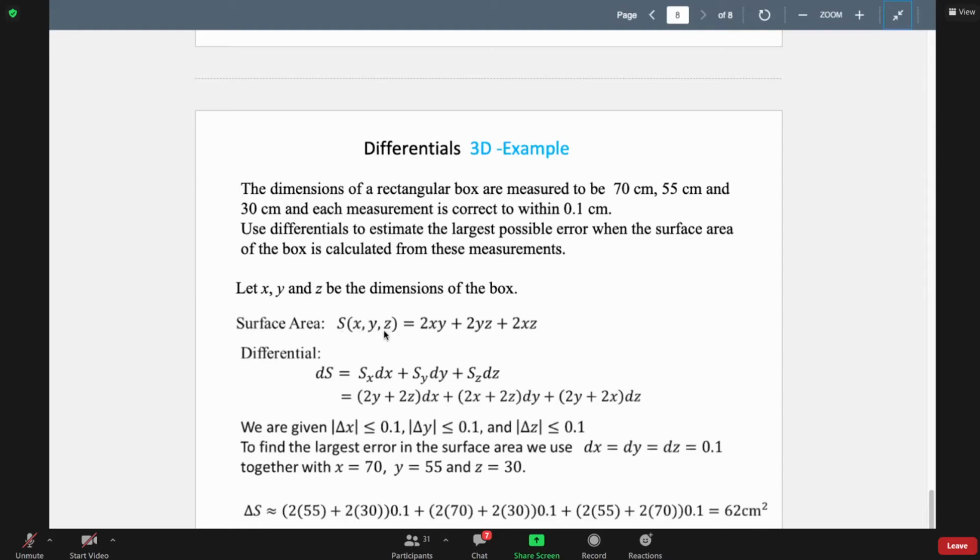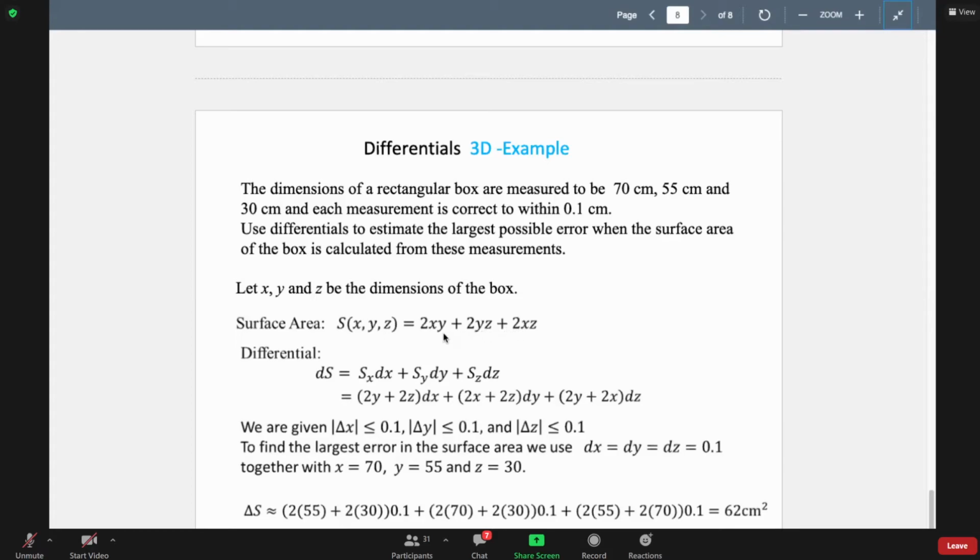And what is the surface area? Well, of course, you have 2 bases. The area of the base is xy. This is the bottom of the box and the top of the box, 2xy. And of course, you have 4 sides. 2 sides have the dimensions yz, and 2 sides have the dimensions xz. So the surface area of a box is 2xy plus 2yz plus 2xz. Hopefully that's clear. That's just the surface area of a rectangular box.